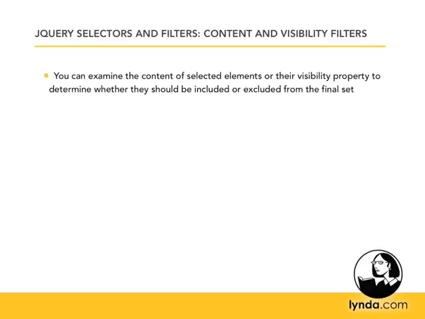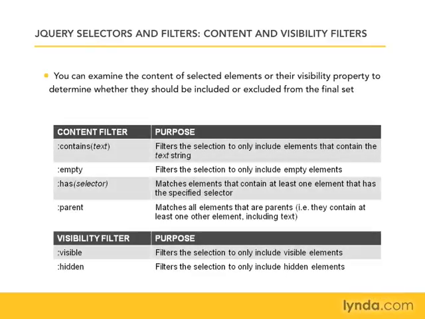We're going to look now at content and visibility filters, as well as child filters. Content and visibility filters examine the content of the elements that are returned by the selector expression or their visibility property to determine if they should be included or excluded from the results set. So the content filter has four options.